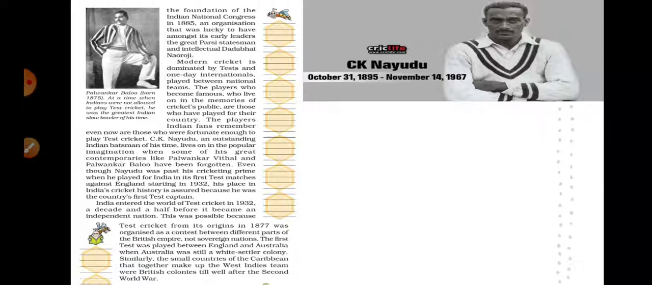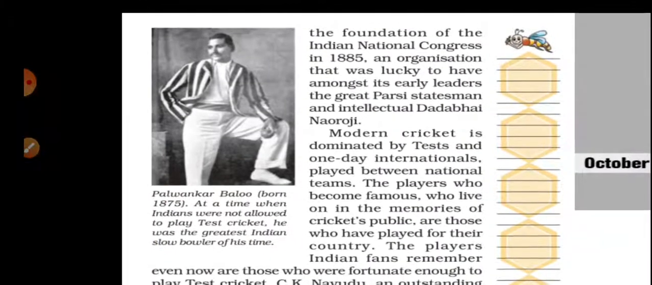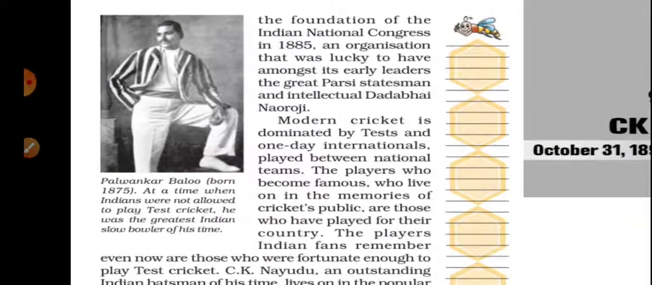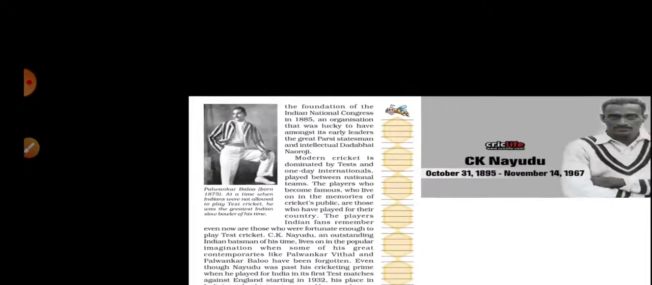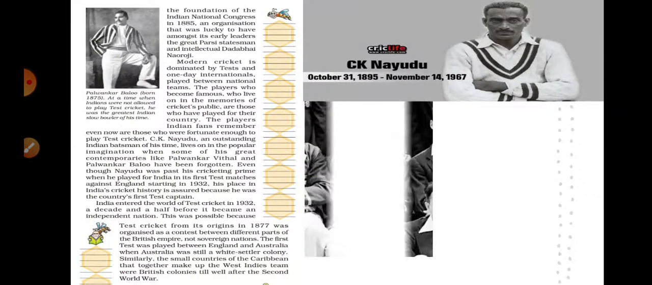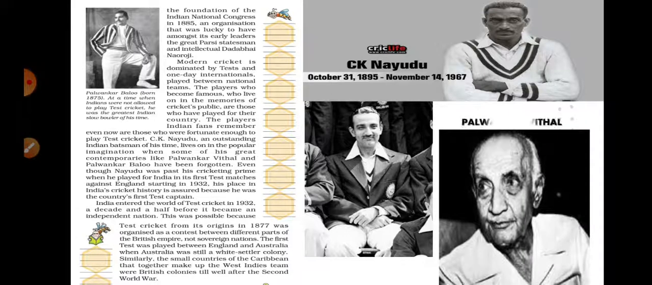But there were other important players too, whom cricketing history does not remember that much, but it should. Like Palwankar Baloo, the picture of whom you can see here in your text. He was one of the greatest slow bowlers of his time. There were others like Palwankar Vithal and Vijay Merchant. They also shaped the face of Indian cricket for today.